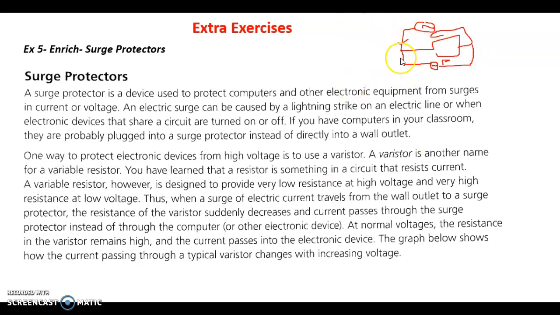Because now when the current reaches this point, it has two pathways. It checks out which one is easier for it to pass through. So of course it would tend to pass through a branch in which there is less resistance, which is the one including the surge protector. However, when the voltage is normal and the current is normal and we want the computer to function, the surge protector increases its resistance to prevent the current from passing through it and to force it to pass through the computer so that the computer functions normally.